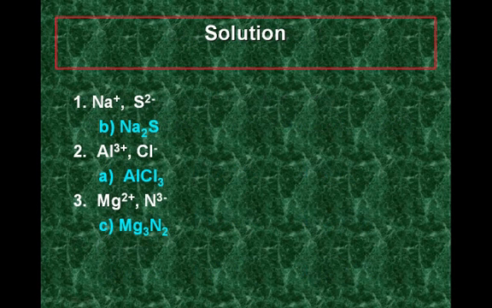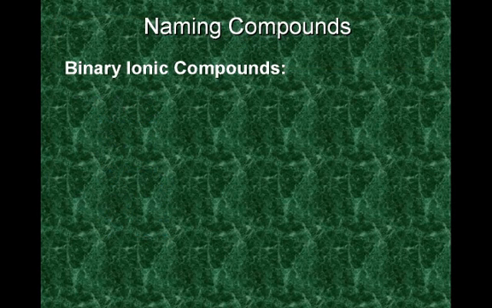Okay, here are 3 solutions. Sodium sulfide, Na2S, aluminum chloride, AlCl3, and magnesium nitride, Mg3N2. Now, let's take a look at naming these compounds. So let's go the other direction.